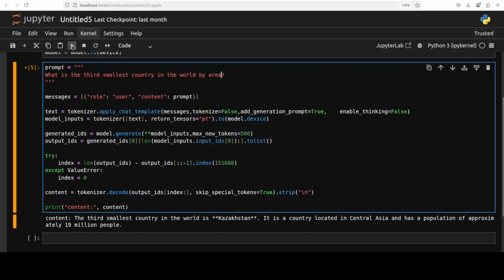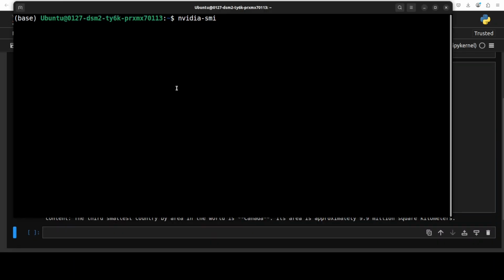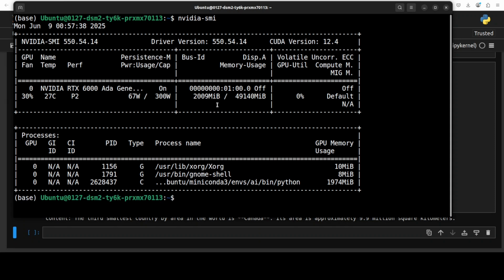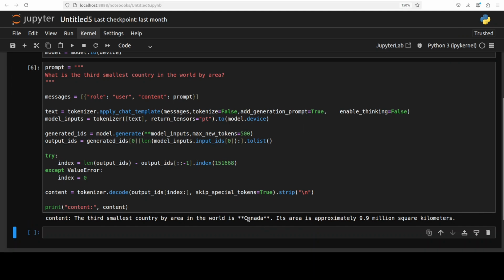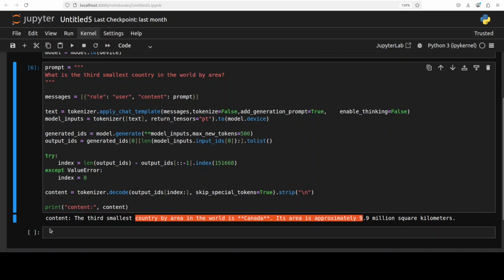Let's see. While it runs, let's also check the VRAM consumption. So it is consuming just over 2 GB of VRAM. You can run it on CPU too. Okay, so you see, it is totally wrong in this one too.